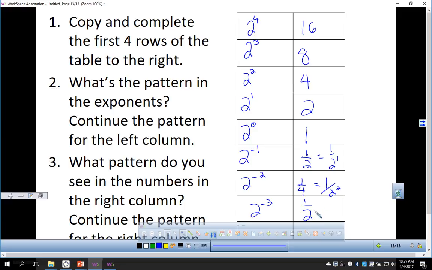If 2 to the -1 is the same as 1 over 2 to the 1, and 2 to the -2 is the same as 1 over 2 to the 2, what would 2 to the -3 be the same as? 1 over 2 to the 3, right? Which is the same as 1/8. Yes? If I divide 1/4 by 2, I get 1/8. So that's the next rule.